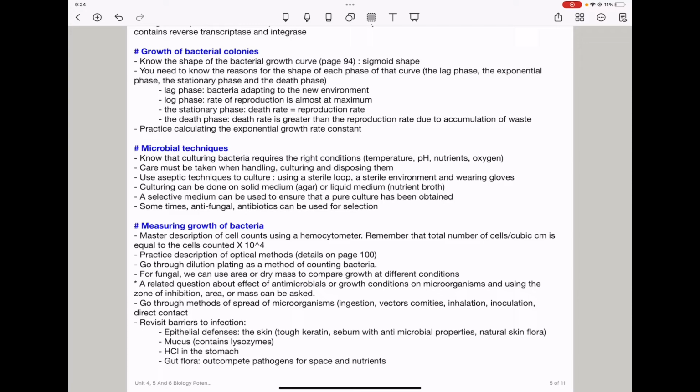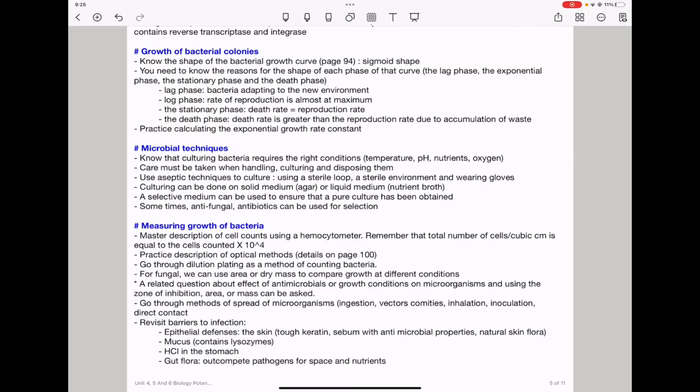The next part is about measuring the growth of bacteria. Here, I prefer you master description of cell counts using a hemocytometer. And please remember the total number of cells per centimeter cubed is equal to the cells counted times 10 to the power of 4. I recommend that you practice description of optical methods as detailed on page 100 and go through dilution plating as a method of counting bacteria. The details are in your textbook.